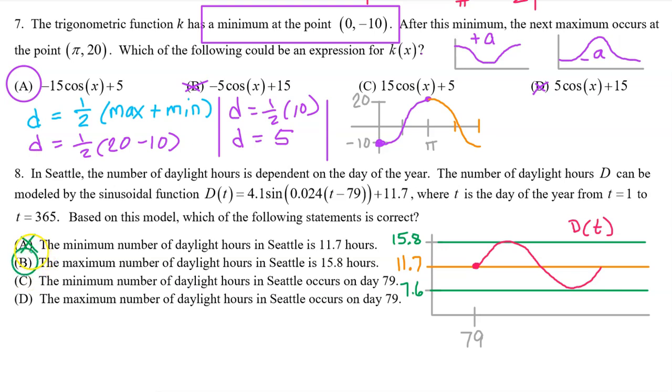But just for the sake of thoroughness and completeness, let's look at options C and D. The minimum number of daylight hours occurs on day 79. Nope. The sine function starts at the midline. Option D says the maximum number of daylight hours occurs on day 79. Again, this is the middle number, not the maximum.